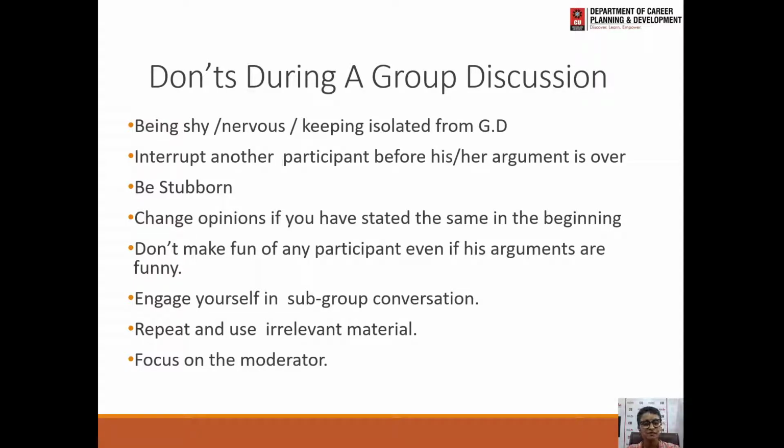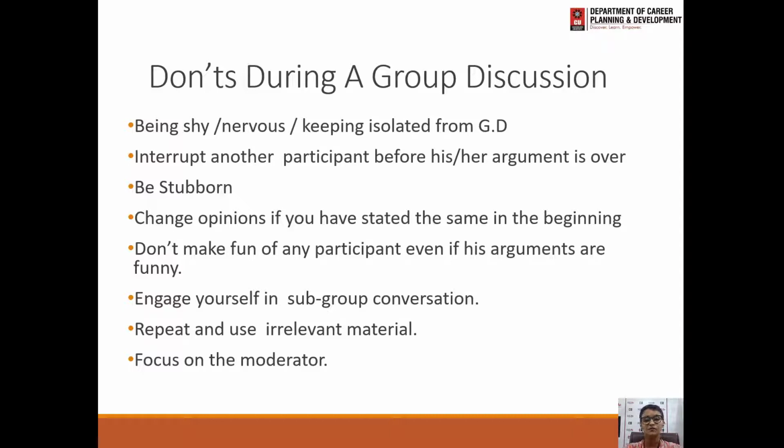Then, never interrupt another participant before his or her argument is over. I know it happens that we are very confident with the information that we want to share, and we want to make our point and show the moderator and interviewer that yes, I am well prepared and a very confident individual. But if you show so much hurry in your body language and you don't allow others to complete their ideas or opinions, then it looks like you don't have the capability to create effective interpersonal relationships. Because in interpersonal relationships, you need to hear others and understand other opinions.